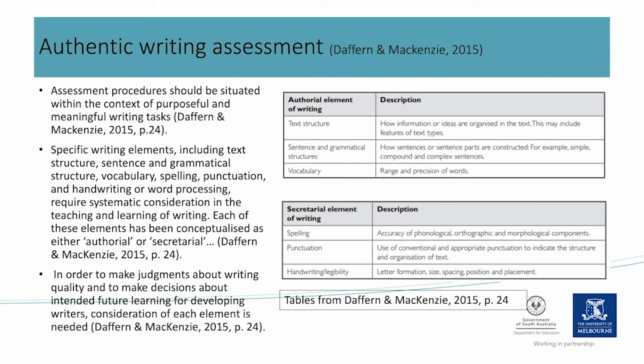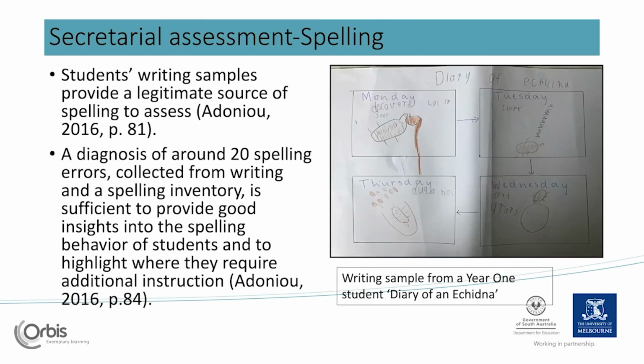However, Daffern and Mackenzie note that some teachers tend to focus their attention on the secretarial aspects of writing and neglect or downplay the importance of the authorial aspects. Therefore, they argue for the importance of creating a balance between all of these elements to ensure all aspects of writing receive instructional attention. Spelling forms one of the secretarial aspects of writing.